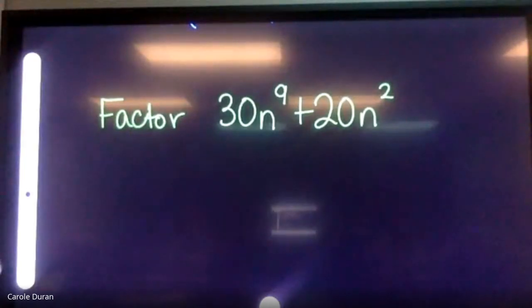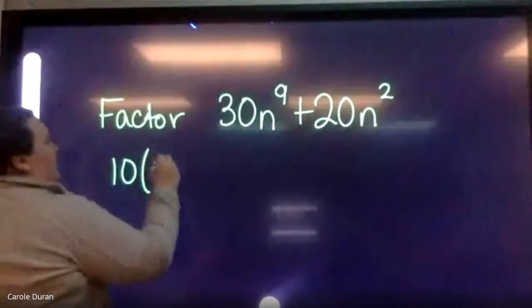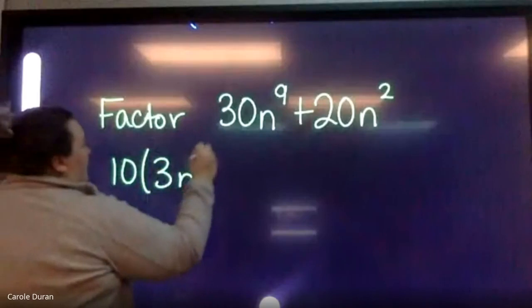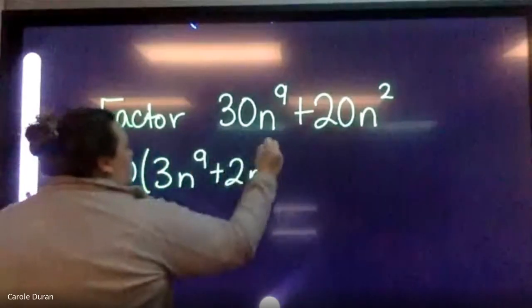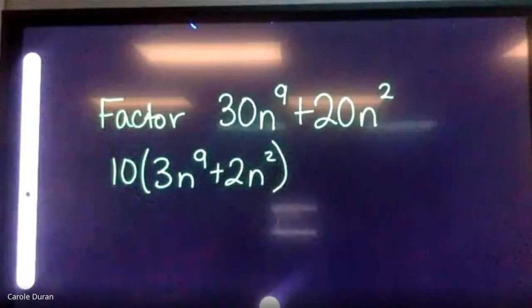So this one looks a lot scarier than the previous ones, but it works the exact same way. I'm going to break this into 2 steps. That way we don't get confused. So looking only at the numbers, 30 and 20, what is the largest number that comes out of both of them? 10. So when I take a 10 out, I'm left with 3 n to the 9th plus 2 n squared, right? All I did was take a 10 out. By doing that, it is much easier for me now to see what else my 2 terms have in common.